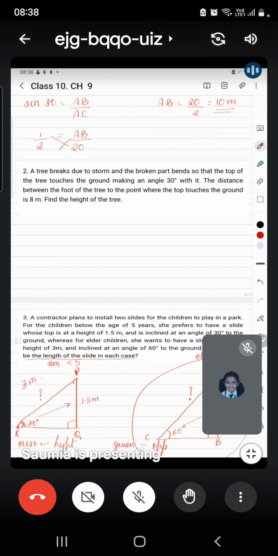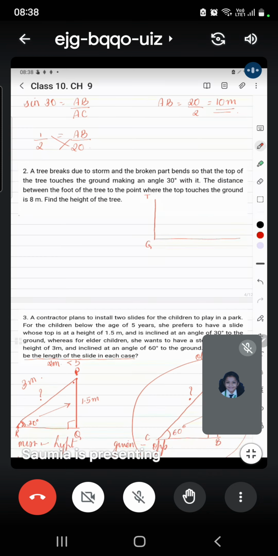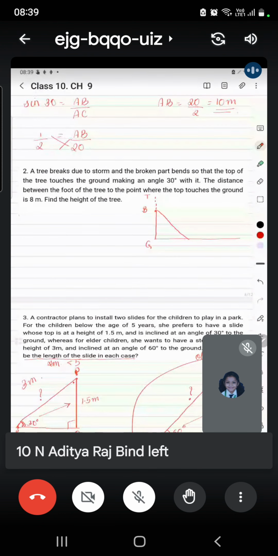So what has happened in the tree? A tree breaks due to storm. Now I know the tree will always stand perpendicular to the ground. This is the tree. Now the question says the tree is going to break. So if the tree breaks, suppose it breaks from here, okay? Earlier the tree's portion was this much. This tree has broken and that broken part fell down like this.